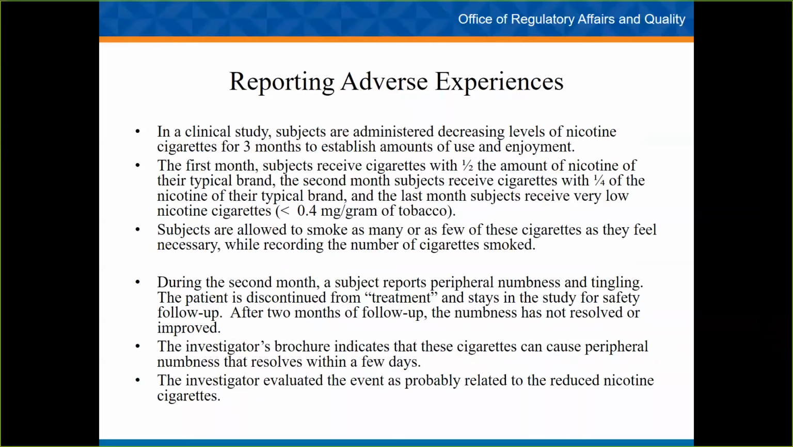During the second month, a subject reports peripheral numbness and tingling. The patient is discontinued from being provided the investigational product, but stays on study for safety follow-up. After 2 months, the numbness has not resolved or improved. The investigator's brochure indicates that cigarettes can cause peripheral numbness that resolves within a few days. The investigator has evaluated the event as probably related to the reduced nicotine cigarettes.